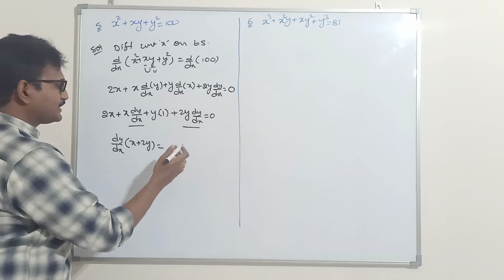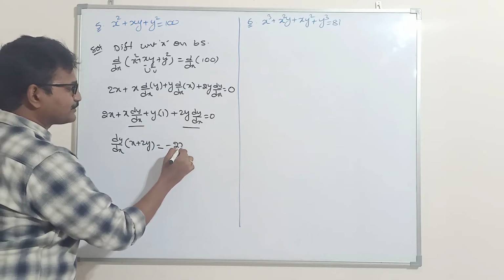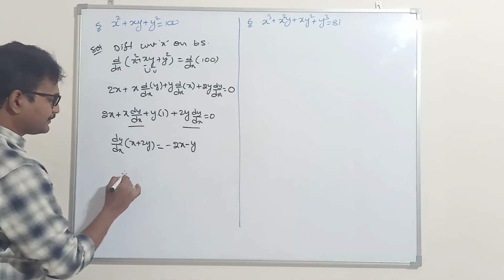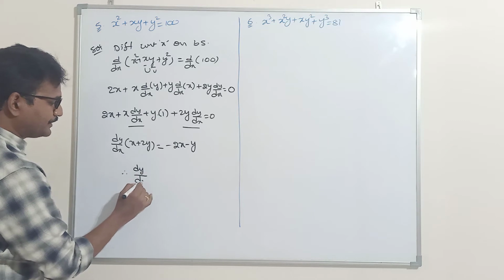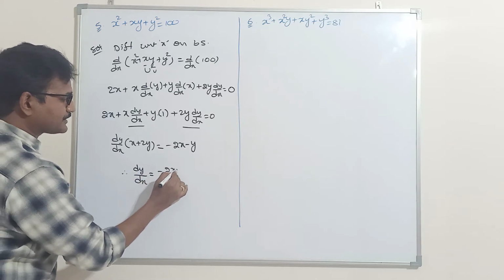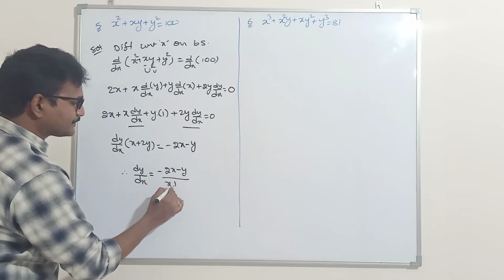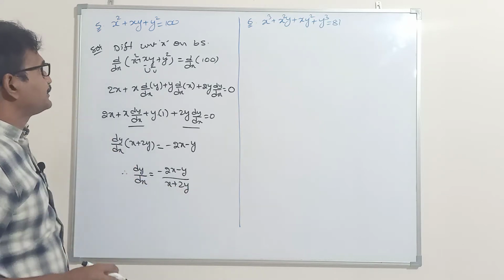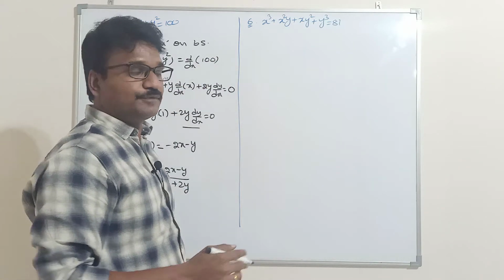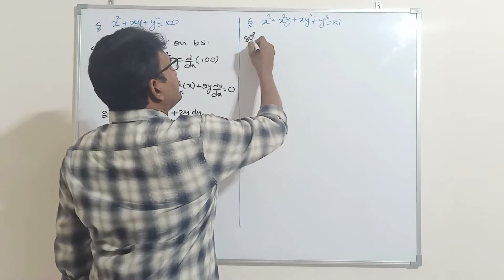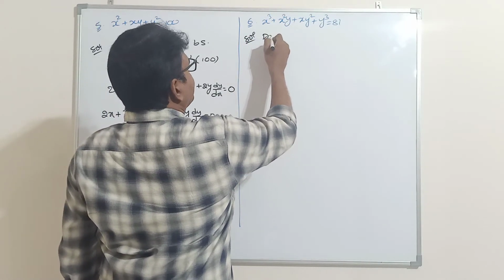Send these two terms to the right hand side. So you will get minus 2x minus y. Therefore dy by dx is equal to minus 2x minus y by x plus 2y. This is the derivative of the given function. Similarly, if you come to this problem, again the same concept, the same we have to do.